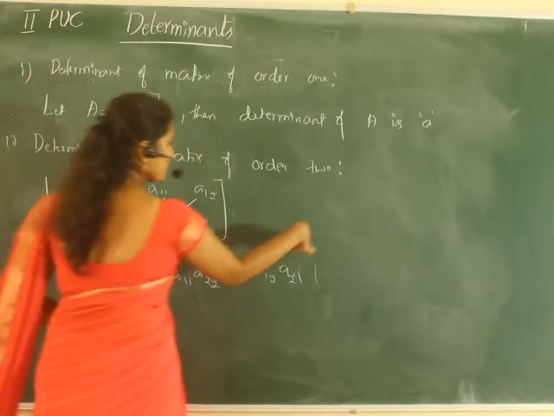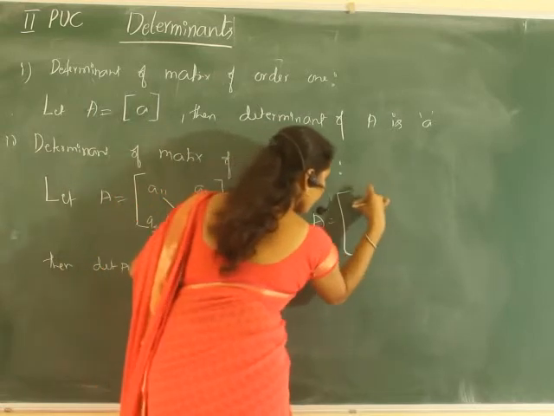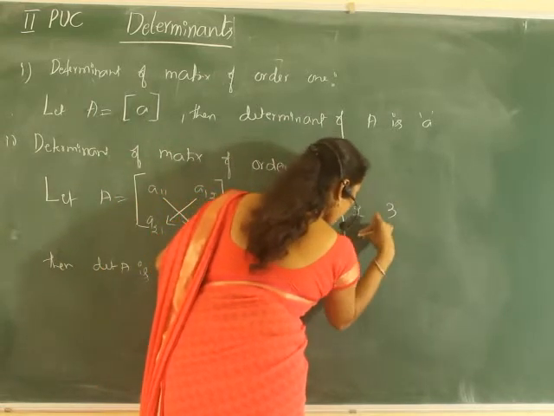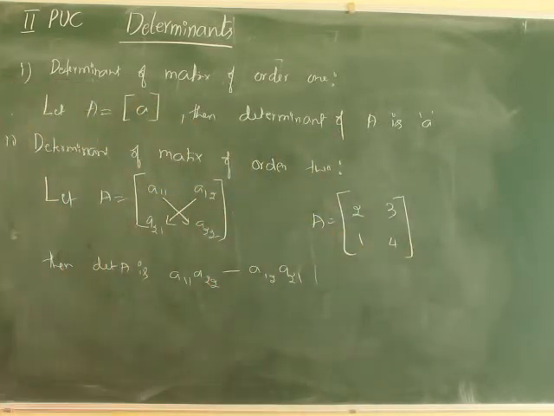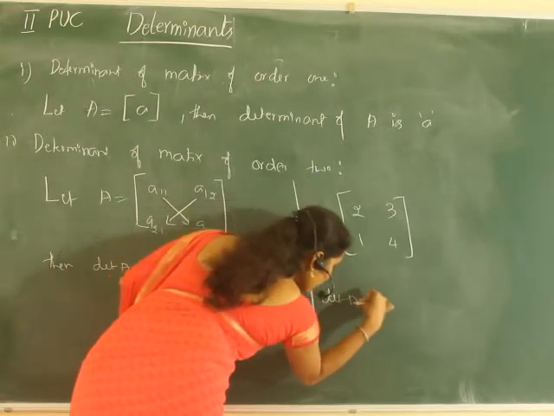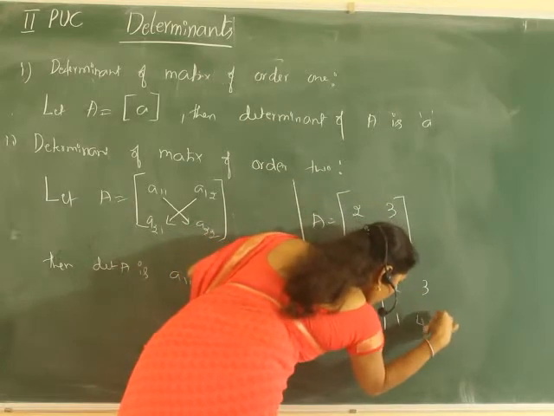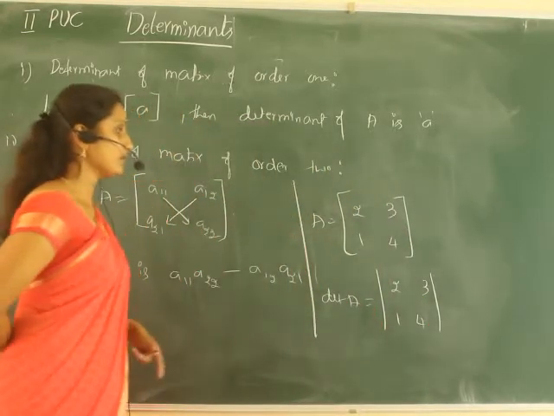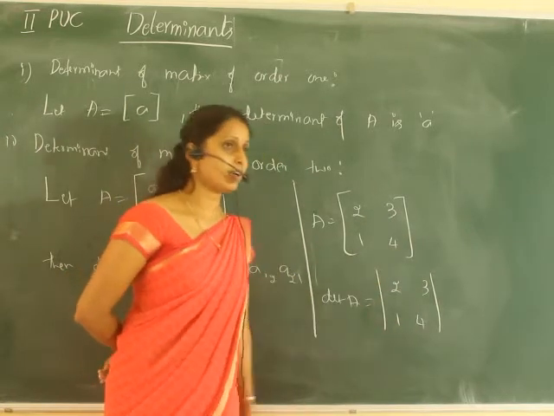So if I give an example, A is equal to 2, 3, 1, 4, then what is the determinant value? Since it is 2 by 2, I can write a determinant. A is equal to 2, 3, 1, 4. Since it is a matrix, I have written a square bracket. Now the determinant means I have to write it inside the modulus.